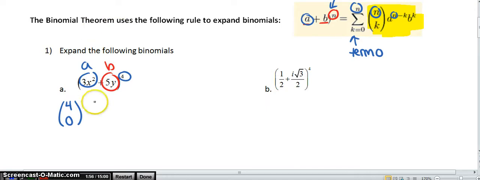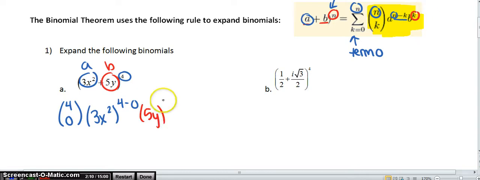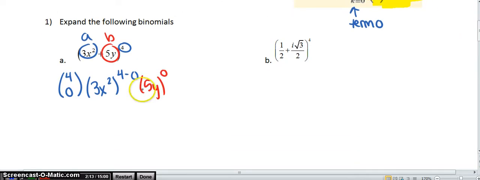So I'm going to take that 3x squared, which is my first term, and raise it to the n minus k. So we said n is 4, k is 0. And we're going to take our b and raise it to the k term, which is 0. And anything to the 0 power is 1, so for our first term, really you don't even need to include that second place there. So it's going to be 4 choose 0, times 3x squared to the 4 minus 0, which is just 4. That's our whole first term.